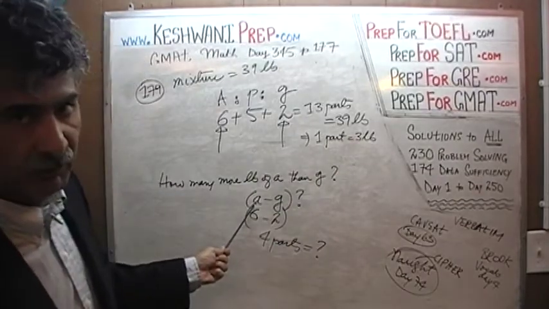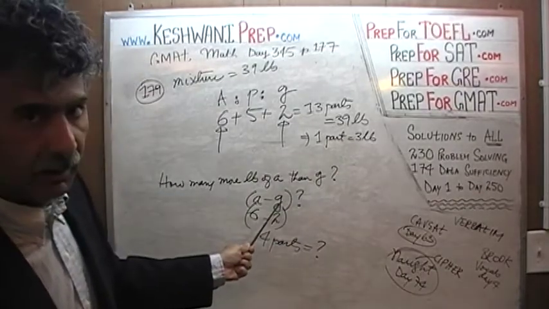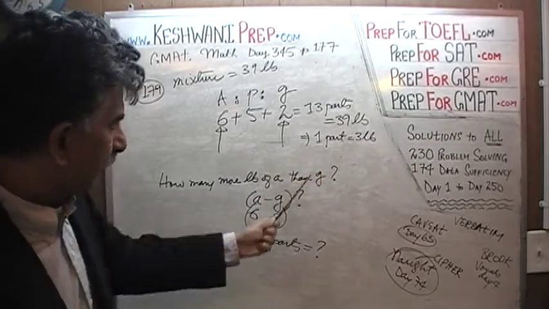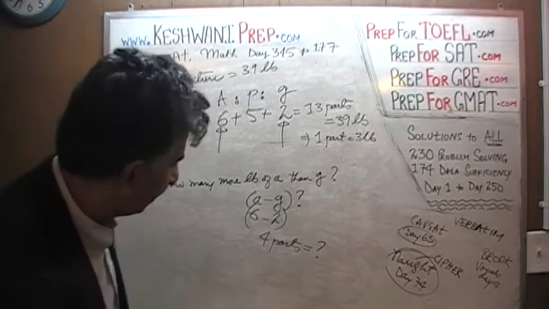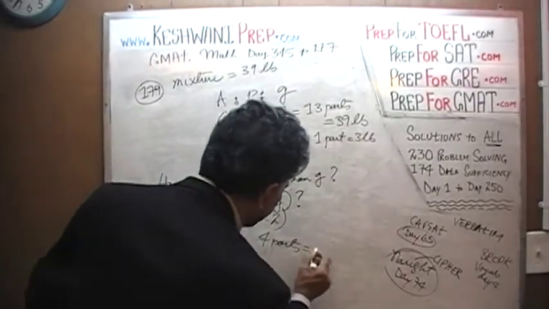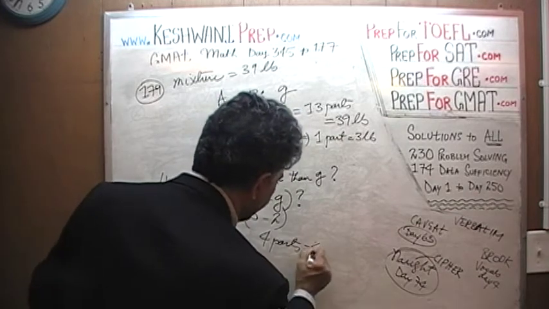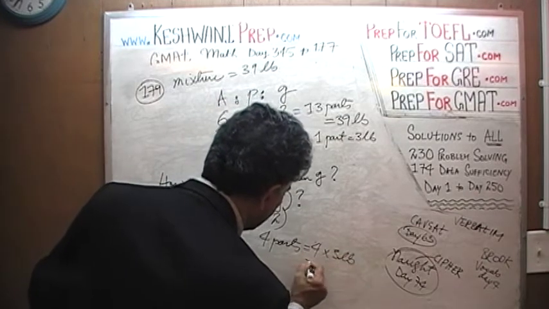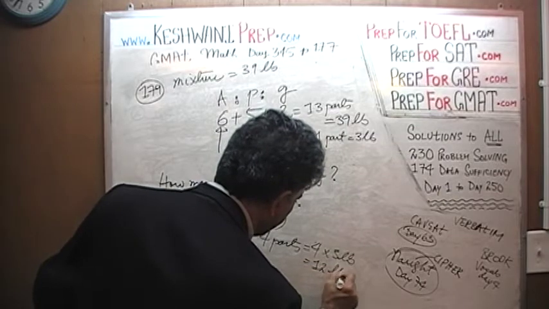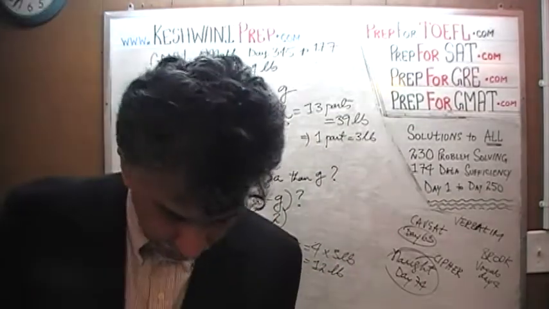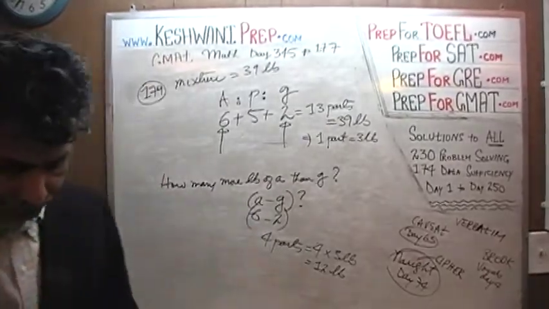The difference between the number of pounds of apples and grapes is 4 parts. And since one part is 3 pounds, 4 parts must be 12 pounds. That's all. 4 times 3 pounds, which is 12 pounds. We have 12 more pounds of apples compared to grapes. Let's do the next one, shall we?